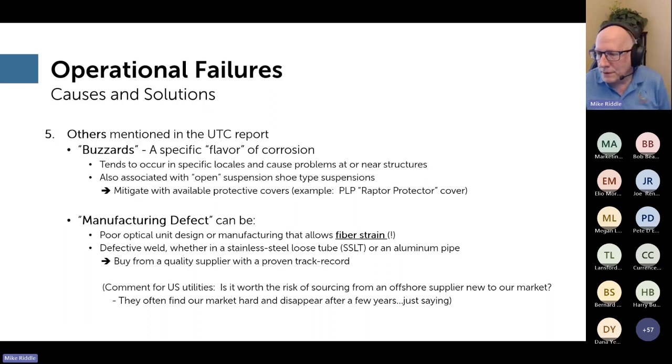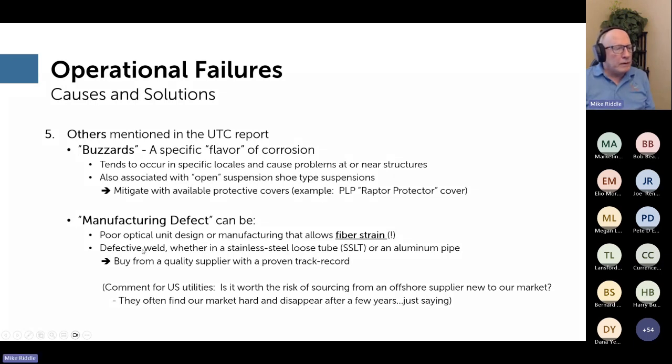And I'm sorry, I just realized I'm going over time. I'll wrap it up as fast as I can. The best thing to mitigate that is some kind of protective cover. PLP has one, for example. Manufacturing defect is also mentioned in the UTC report. That's almost always poor optical unit design or the manufacturing of an optical unit, and it's causing fiber strain.